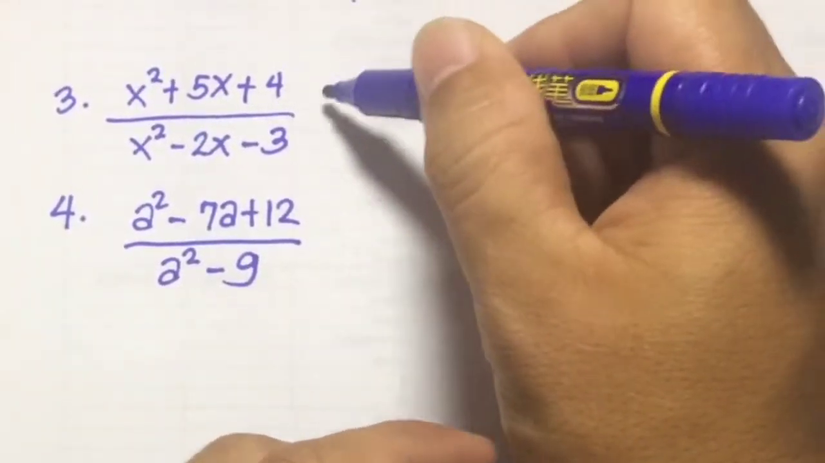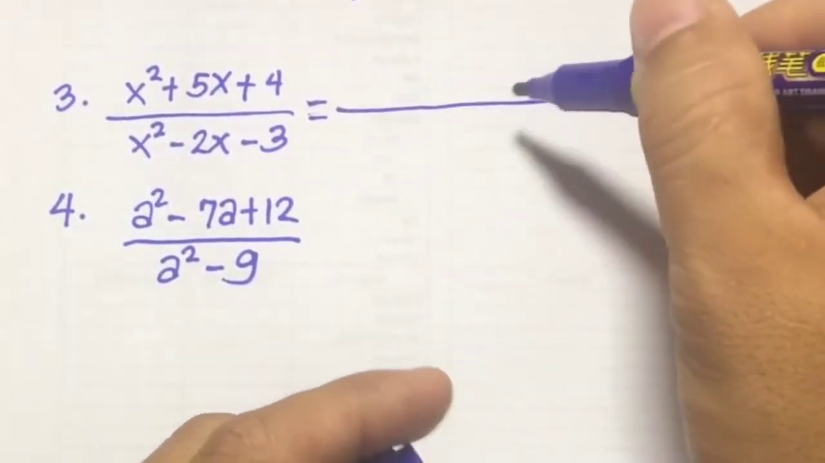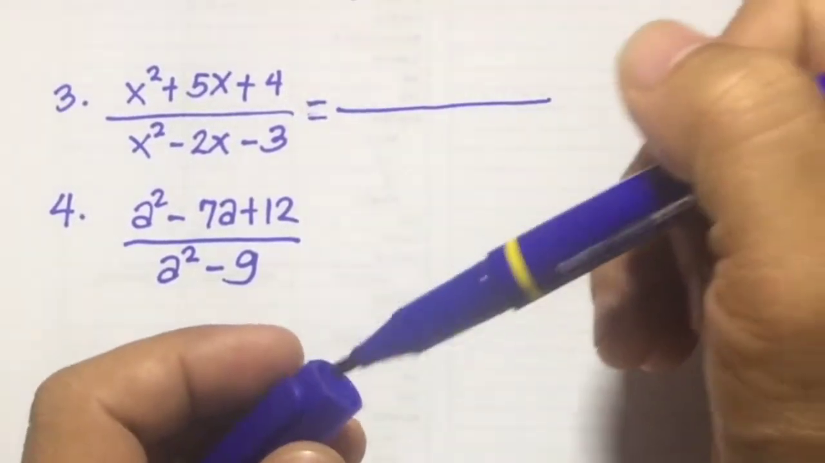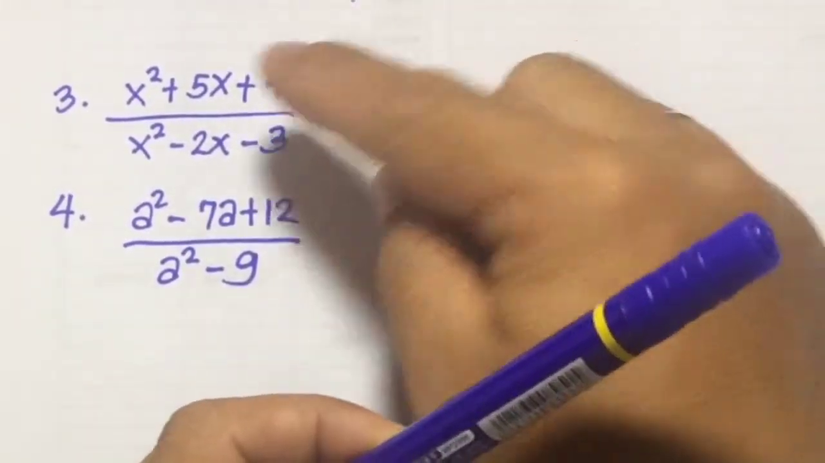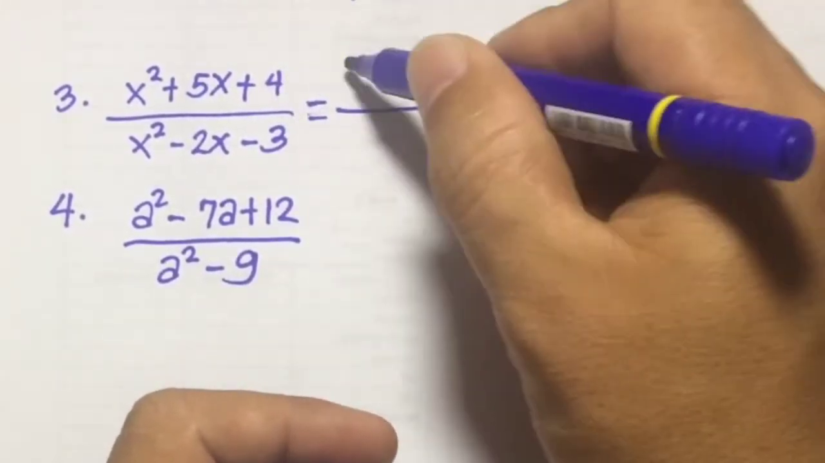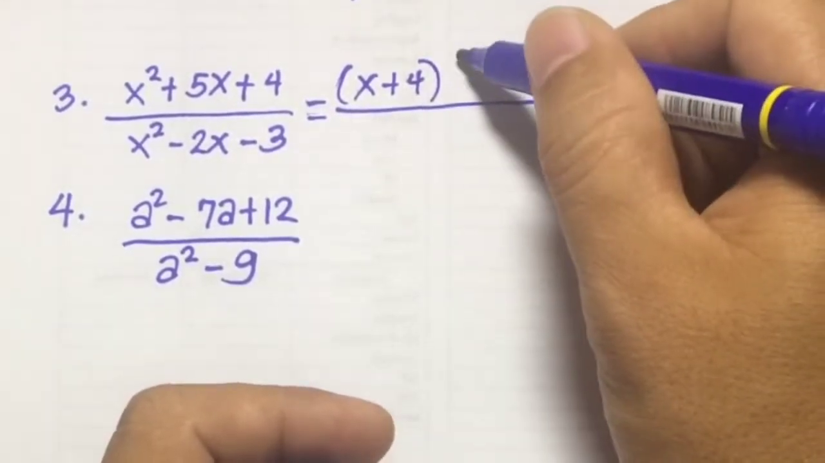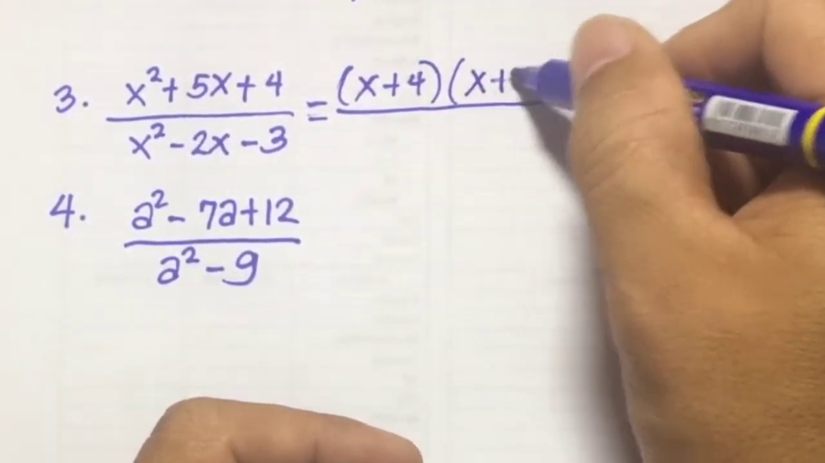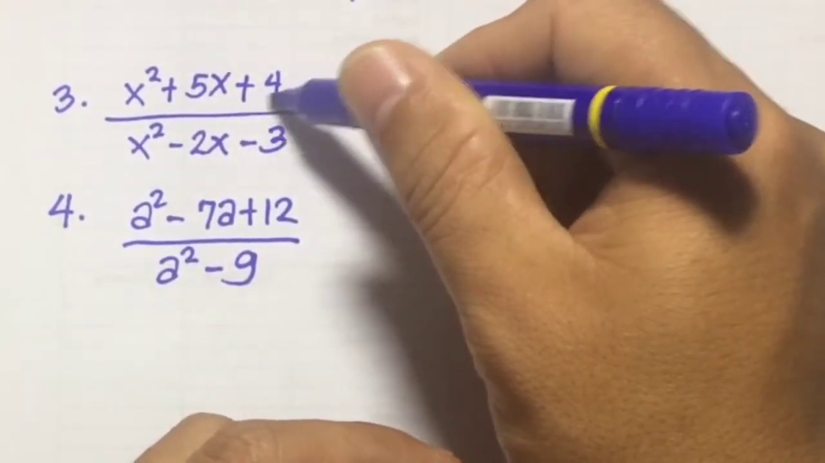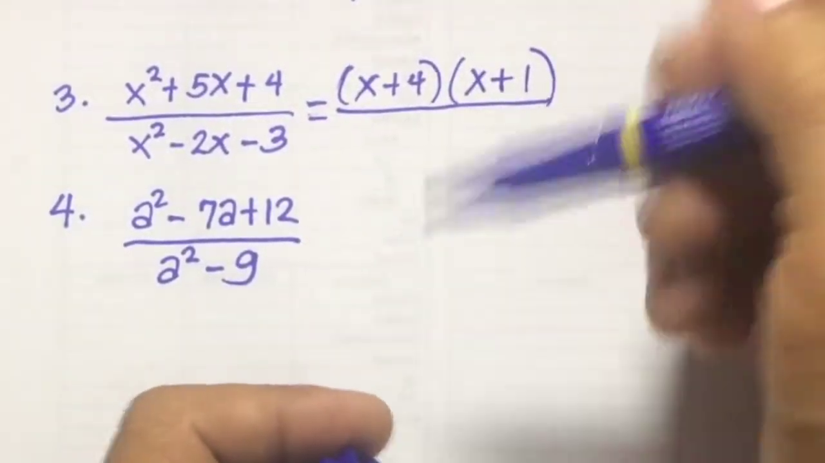So, for the numerator, x squared plus 5x plus 4, if we're going to factor that one, we're going to look for the factors of 4, in which if we're going to add the 2, the answer will be 5. So, the factor here should be x plus 4 times the quantity of x plus 1. 4 times 1 is 4. It will be the constant term. Then 4 plus 1 is 5, the numerical coefficient of x.